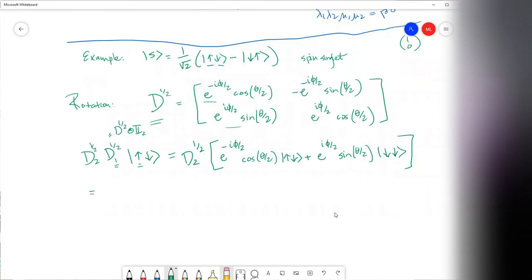Now you have to rotate the second spin, which is pointing down. So the basis vector for that is, of course, (0, 1). So you pick up these terms. What do we get? We get minus e to the minus i phi over 2 sine theta over 2. Then you have all this stuff.